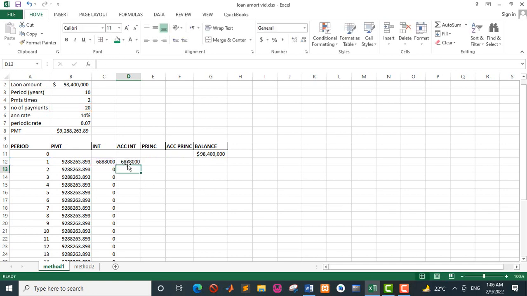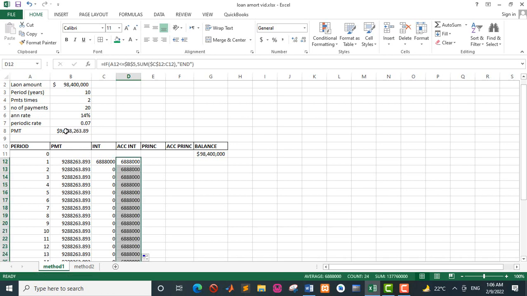Press the enter key and double click. Now contained in the PMT is the interest and the principal. So now that we know the interest, we simply get PMT minus interest to be able to obtain the principal.